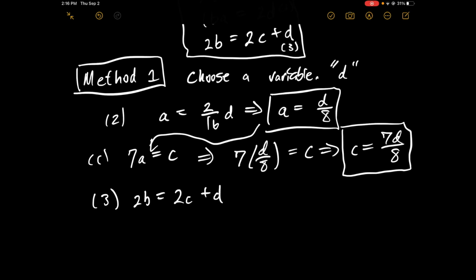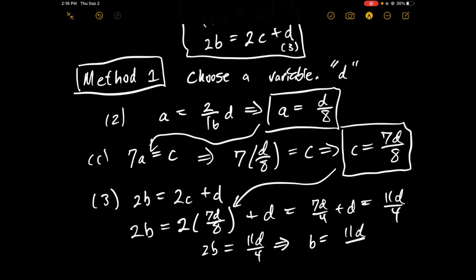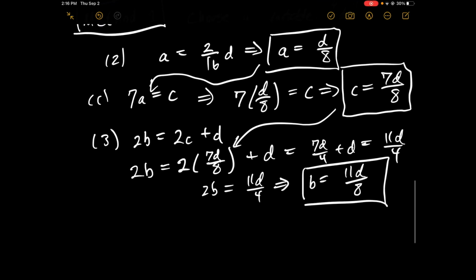C is 7D over 8, so it's 2 times 7D over 8 plus D, where this simplifies to 7D over 4 plus D, which is 11D over 4. And we know this is 2B, so 2B equals 11D over 4. And dividing by 2, B equals 11D over 8.